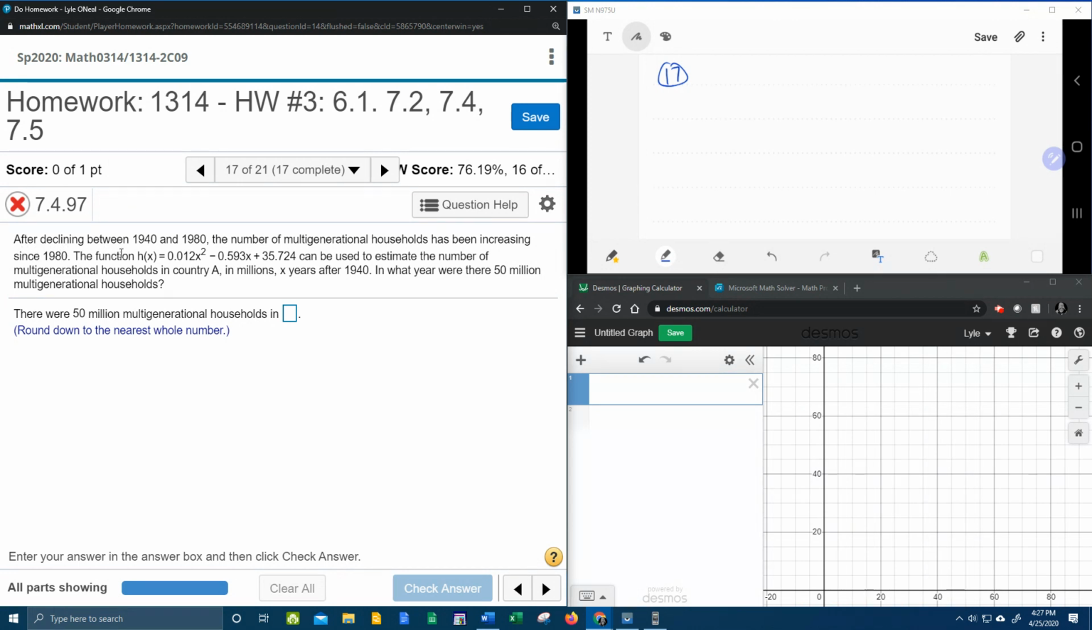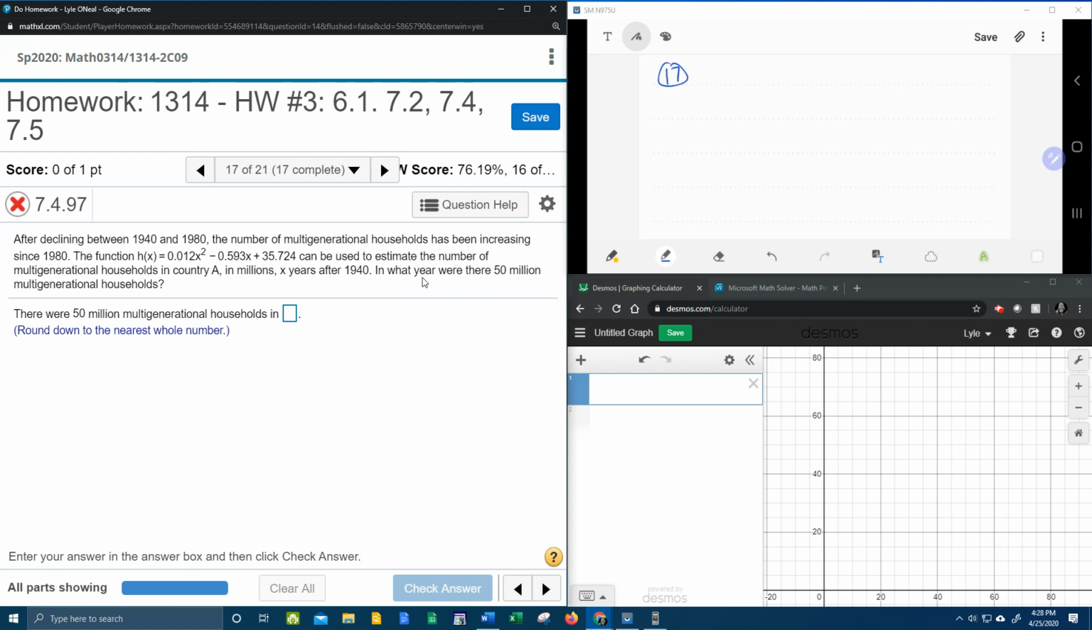It says, after declining between 1940 and 1980, the number of multi-generational households has been increasing since 1980. This function can be used to estimate the number of multi-generational households in the country, in millions. So this h of x is going to be the amount of households in millions. X is the number of years after 1940. So x is time. H of x is the number of households.